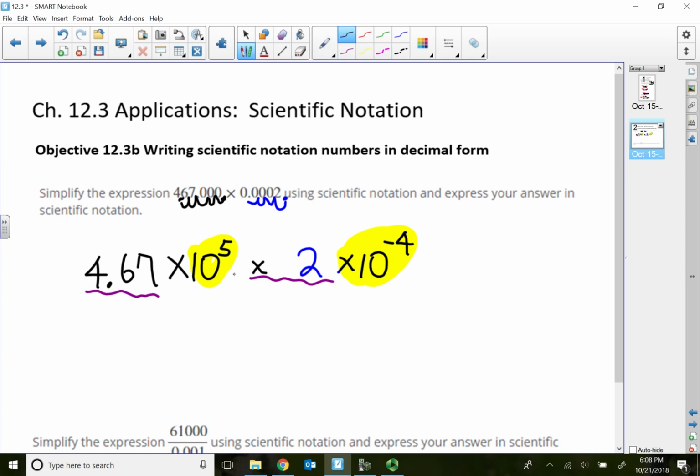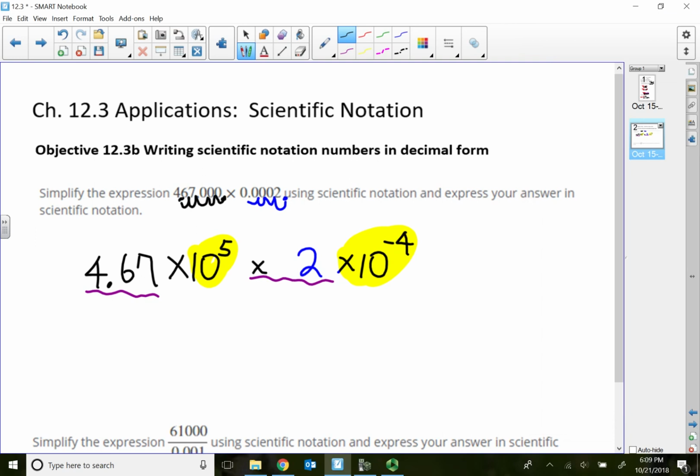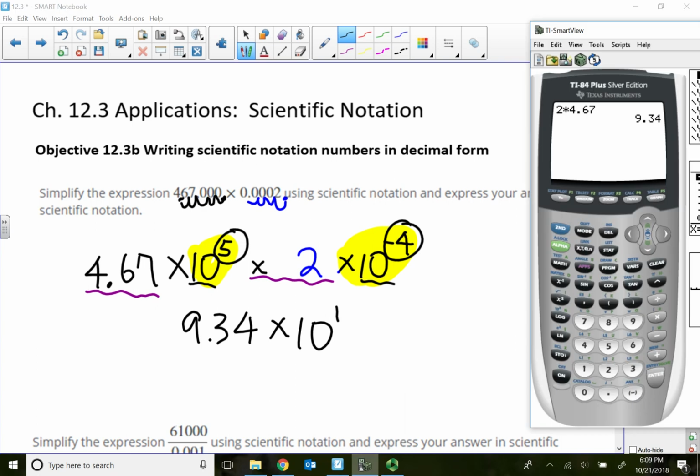Real quick, 2 times 4.67 will give me 9.34. So my final answer is 9.34 times 10 to the, now when the bases are the same and the bases are multiplying, we add their exponents. So 5 plus negative 4 will be positive 1. That means my final answer expressed in scientific notation will be 9.34 times 10 to the 1st power.